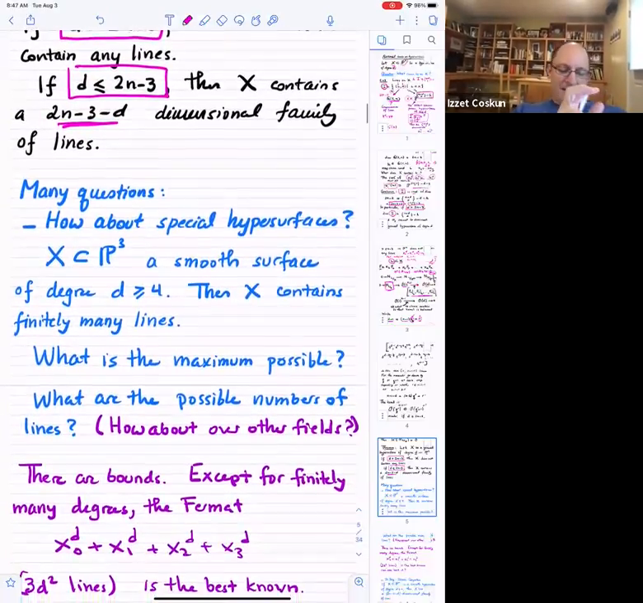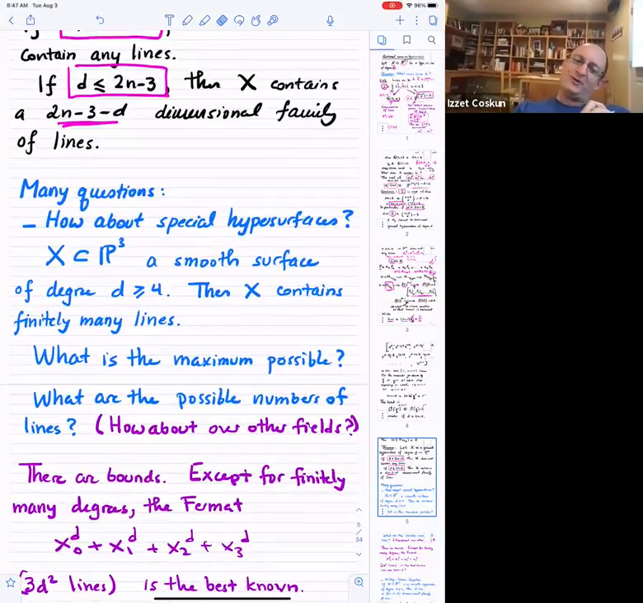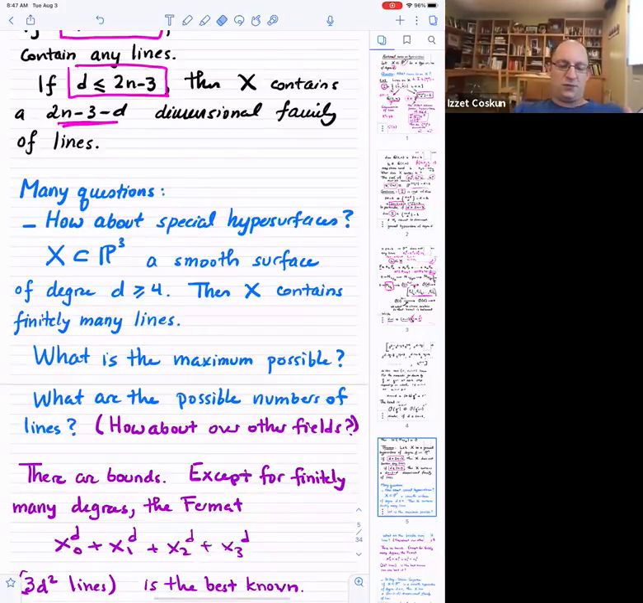There are still many questions here, and very important open questions. So let me mention them so that maybe some of you can work on them. You can always ask, how about special hypersurfaces? It's true that the general hypersurface of sufficiently large degree doesn't contain any lines, but special ones might. So here is, for instance, the question: suppose that I have a smooth surface in P^3 of degree at least 4.